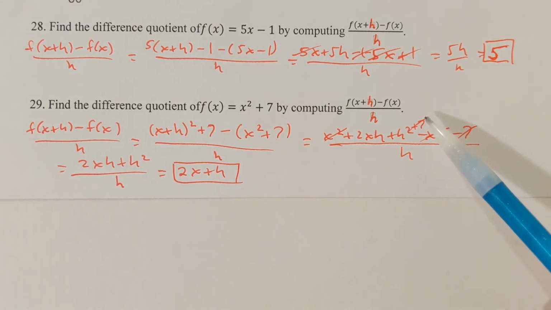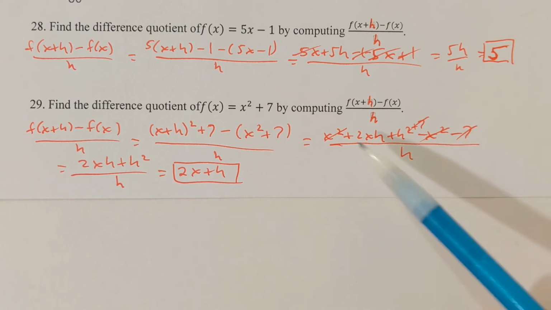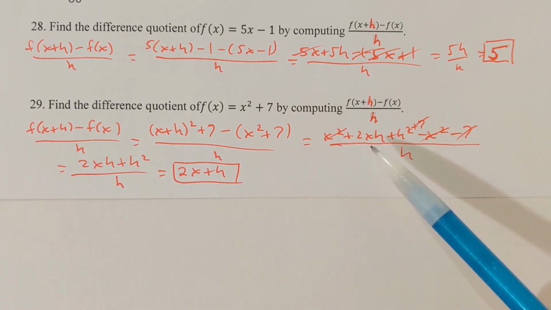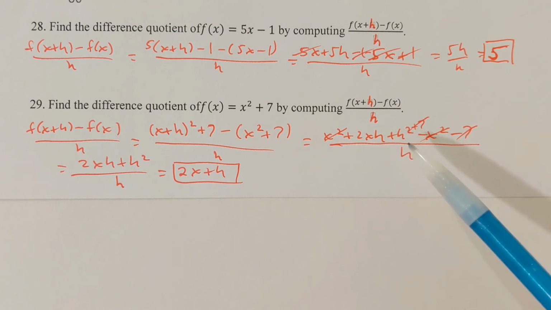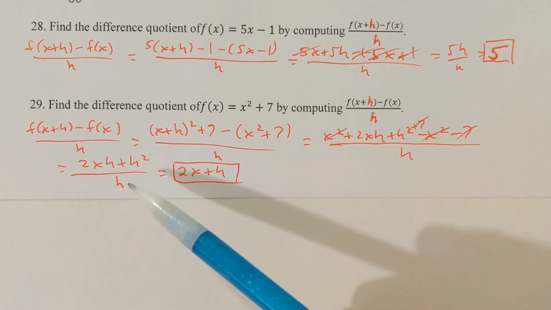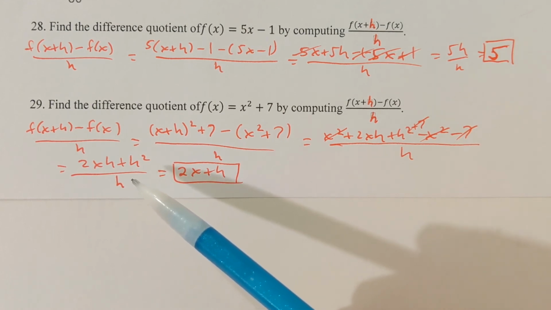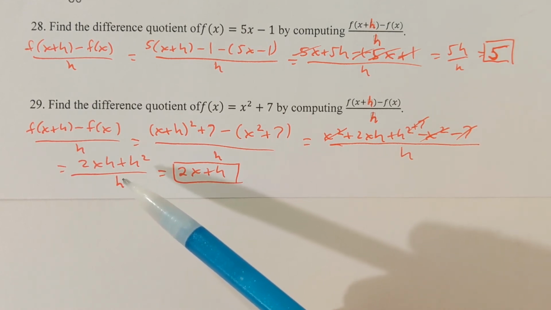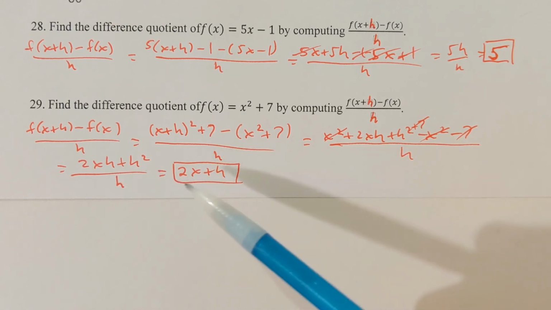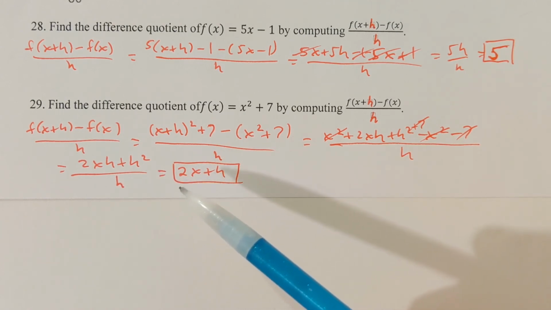So some things are going to cancel there. 7 minus 7, those are gone. X squared minus x squared, those are gone. And that leaves me with 2xh plus h squared all over h. H is common to these two terms, so I can factor that out of the numerator. And 2x plus h gives the answer.